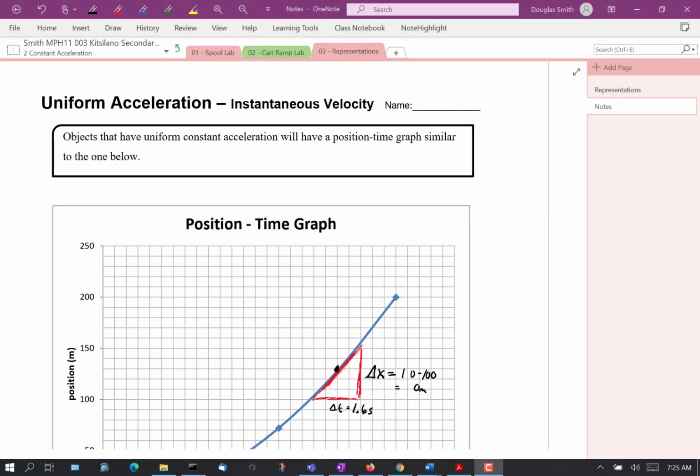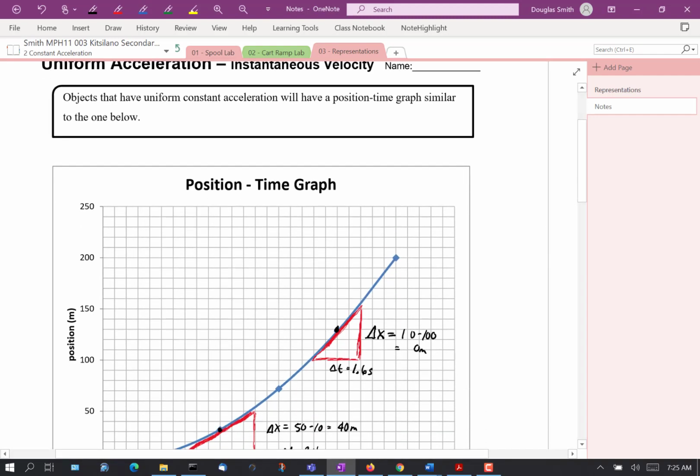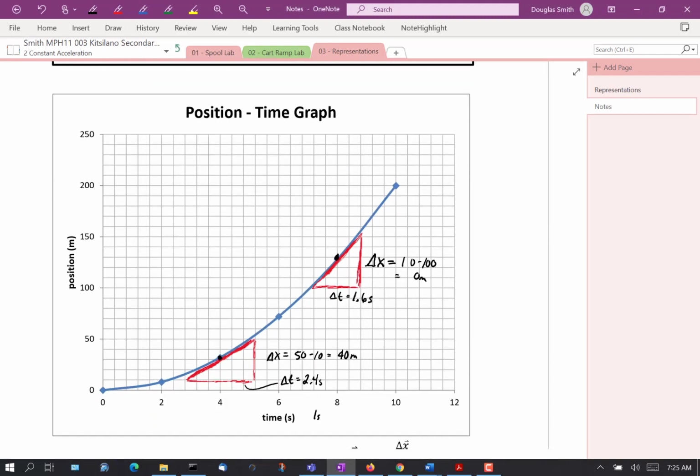Okay, so here's some notes to go over this idea of uniform acceleration or constant acceleration and how it relates to position time graphs and instantaneous velocity. So we've seen through a couple labs that objects that have uniform constant acceleration will have a position time graph that's shaped like this. It's a parabola.